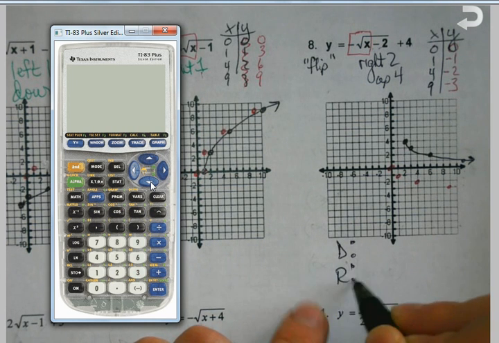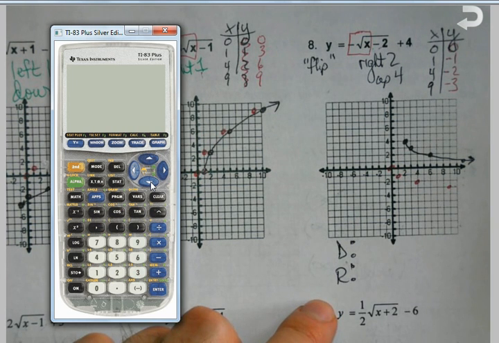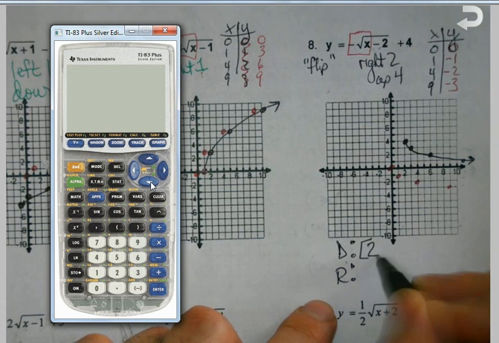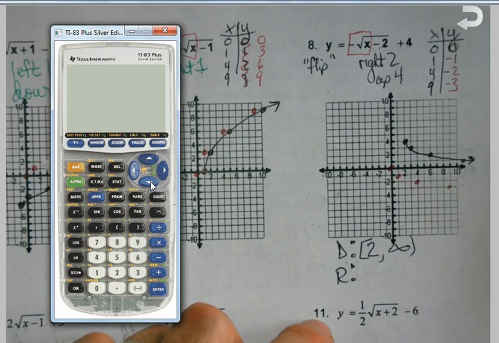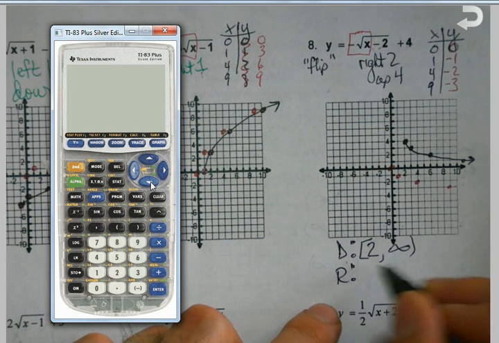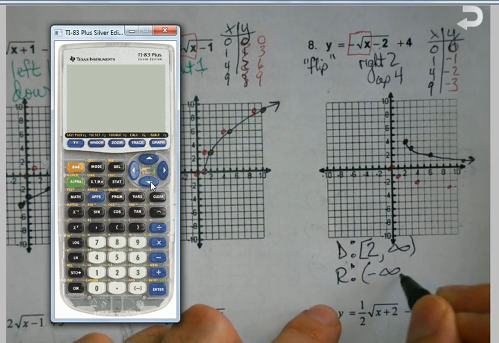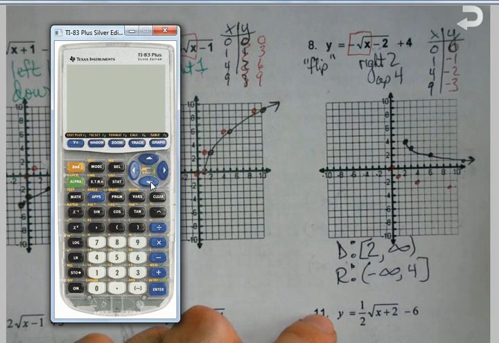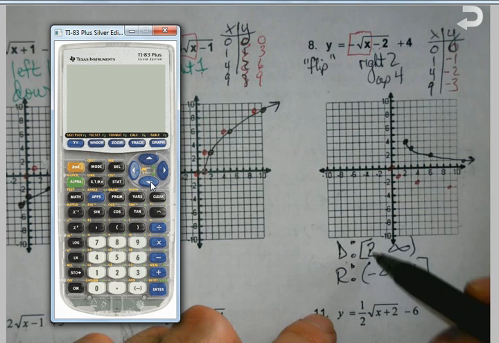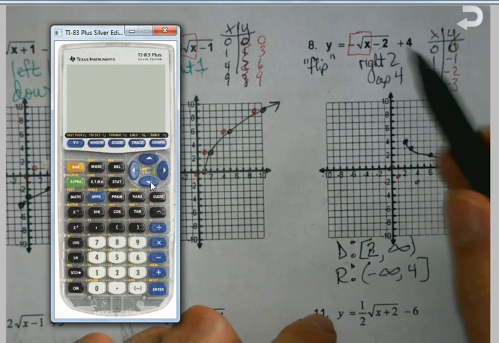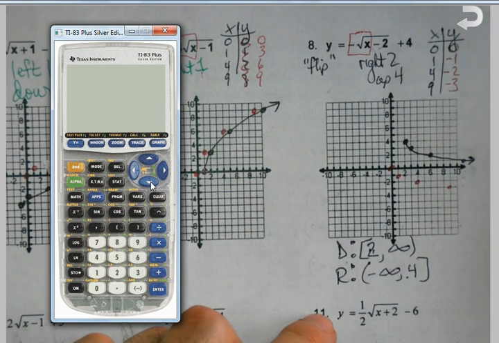What's my furthest point on number 8 that we're working on? What's my furthest point in my actual graph to the left? 2. It goes to infinity. Okay. What about my range? Low to high? Negative infinity to 4. Right, left shift affects my domain. Okay, up, down shift affects my range.